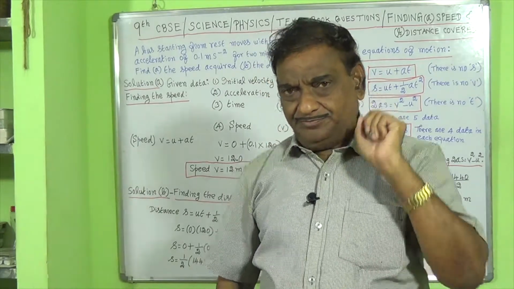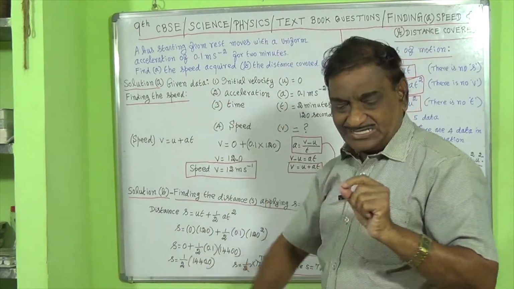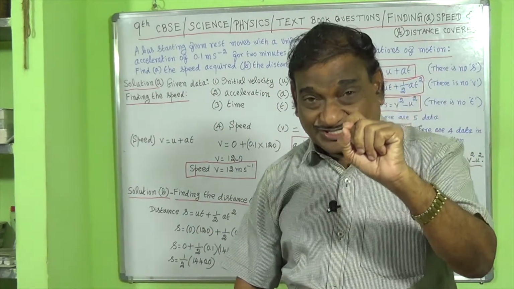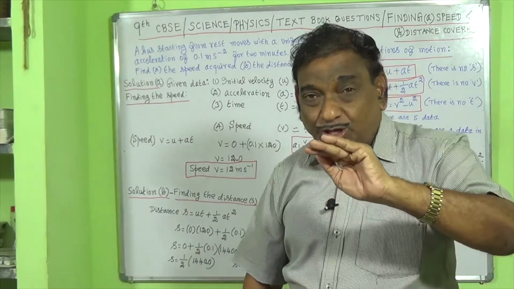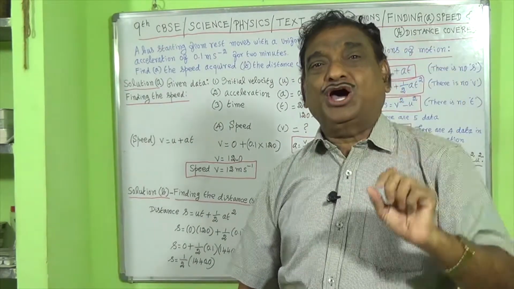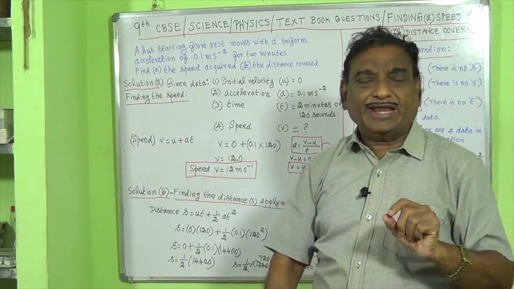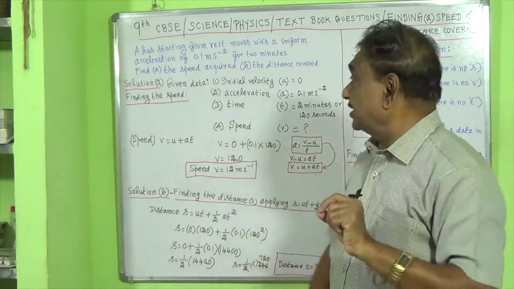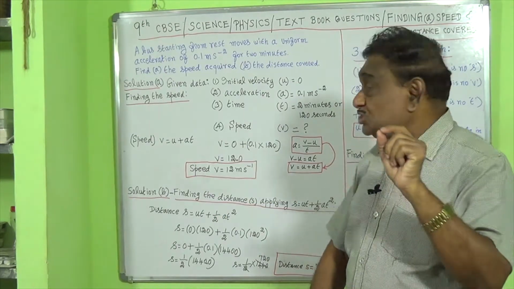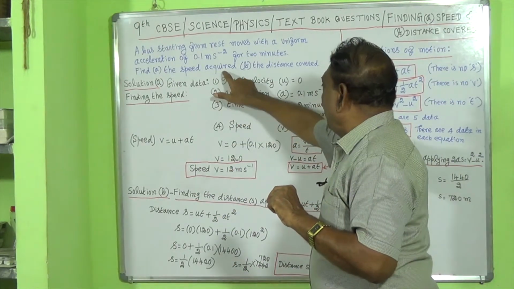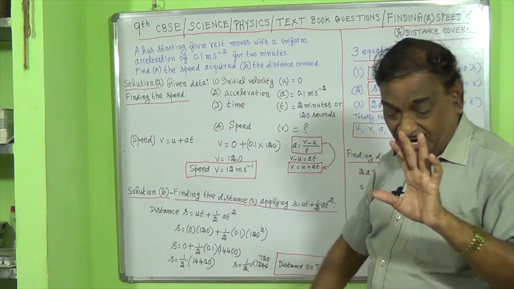What is the sum? A bus starting from rest moves with a uniform acceleration of 0.1 meter per second square for 2 minutes. Find the speed acquired and the distance covered.